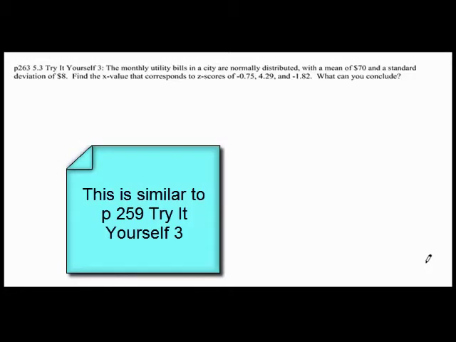5.3, looking at finding value. So page 263, let's take a look at try it yourself number 3. The monthly utility bills in a city are normally distributed with a mean of $70. So that's going to give us our mu equals 70 and a standard deviation of $8. So that's going to give us a sigma of 8. Find the x values that correspond to z-scores of negative 0.75, 4.29, and negative 1.82.